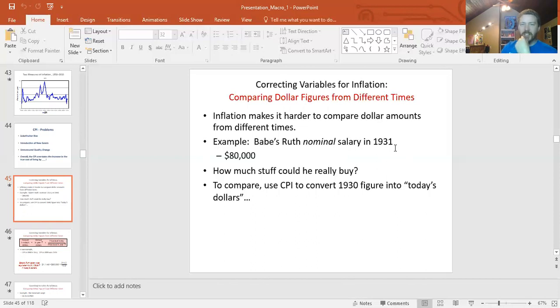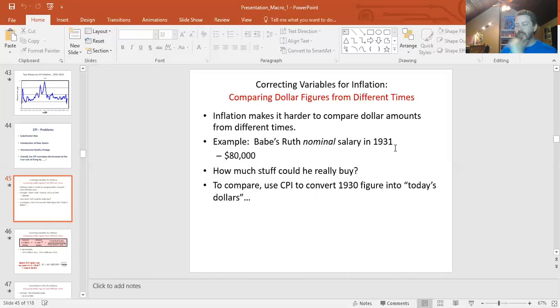The example we're going to use here is Babe Ruth's nominal salary in 1931, which was $80,000. So the number of dollars that Babe Ruth received in 1931 was 80,000. Babe Ruth was the top baseball player at the time, the highest paid baseball player back in 1931. That's why we're using Babe Ruth in this example, because he was a famous, high income person 90 years ago.